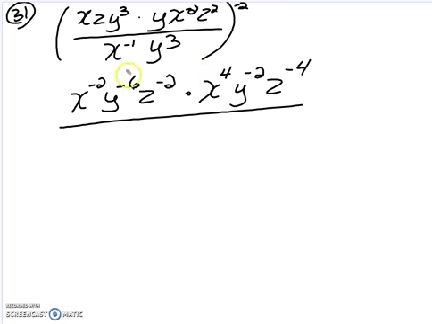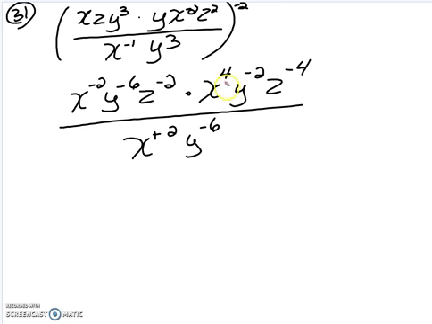The denominator is included in this power of power because the brackets extend not only to the numerator, but over the entire fraction. So -2 times -1 gives me +2, so I start with x to the +2 on the bottom, and y cubed to the power of -2 gives us y to the -6. So that's our first step done.